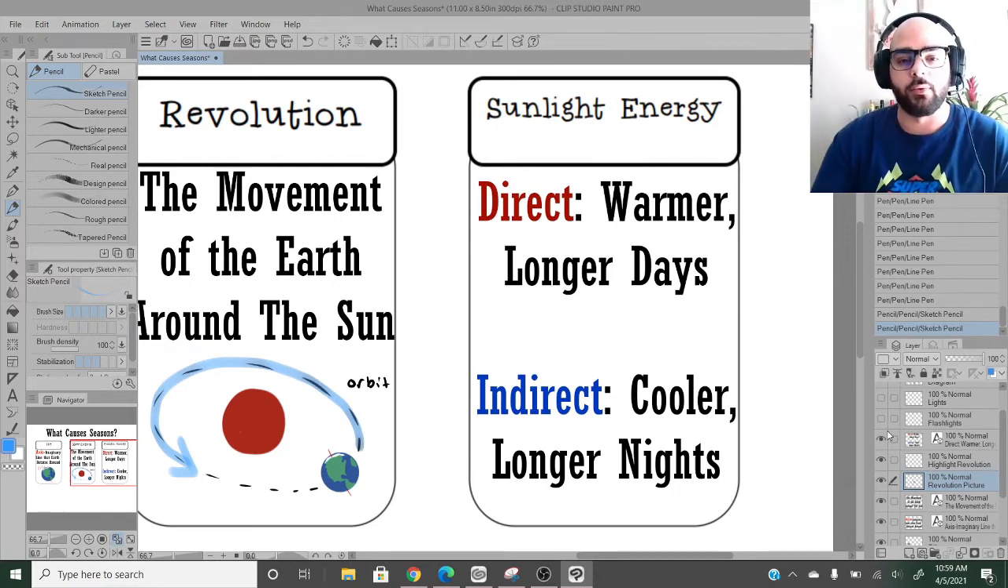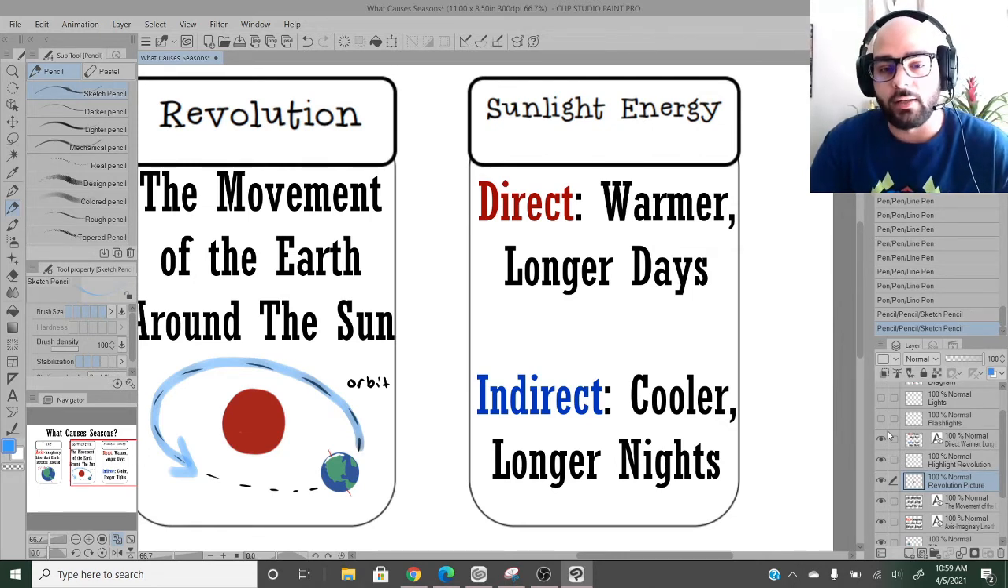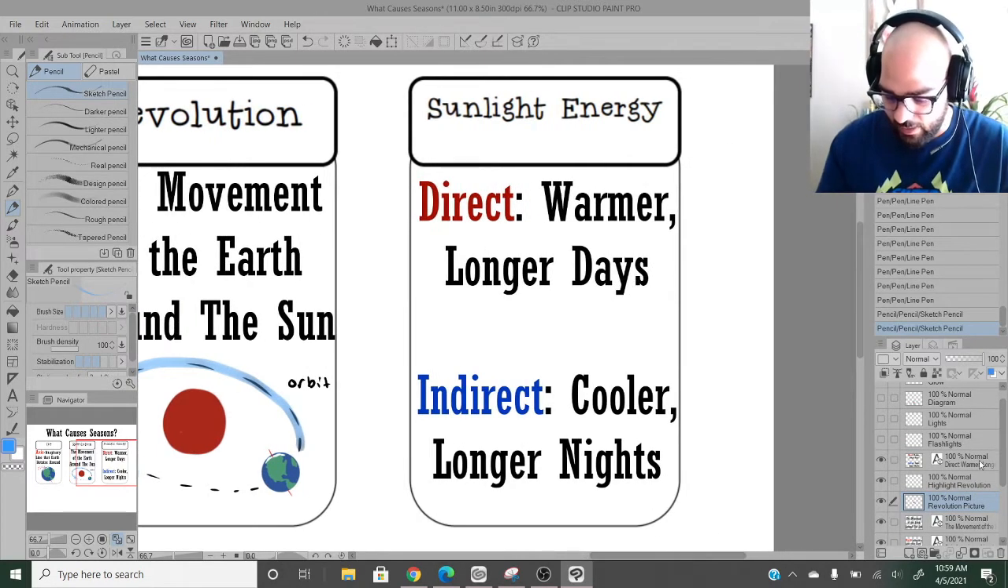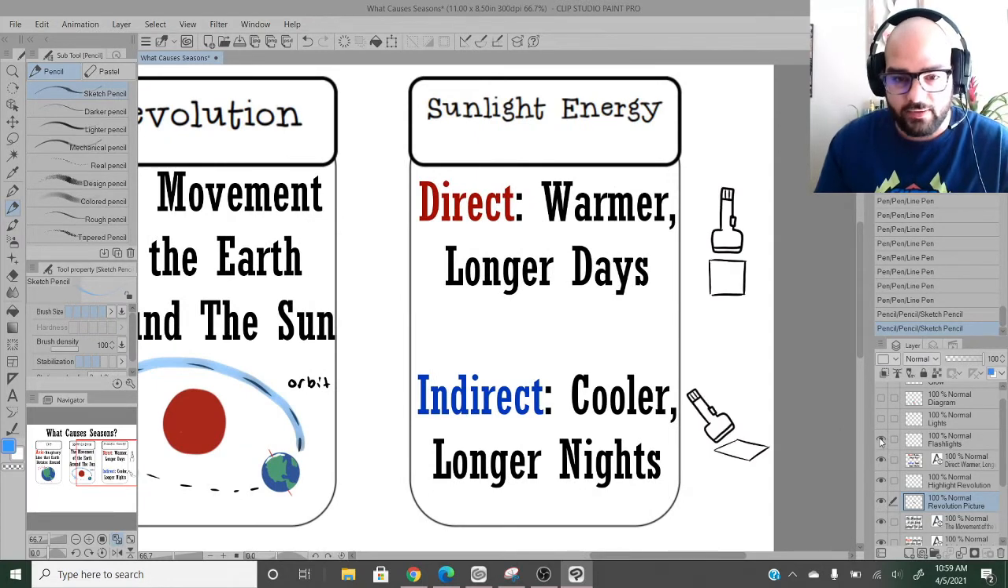Okay, so when we talk about direct sunlight, we're really referring to receiving warmer temperatures and longer days. Okay, when we talk about indirect sunlight, we're referring to cooler temperatures and longer nights. So they're pretty much opposites of each other. Now it's really easy to get these to make a little bit more sense if we use a flashlight as a model here, right?